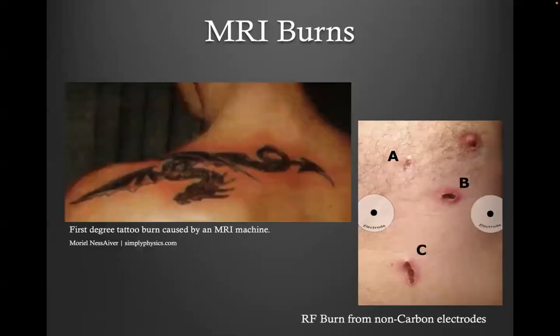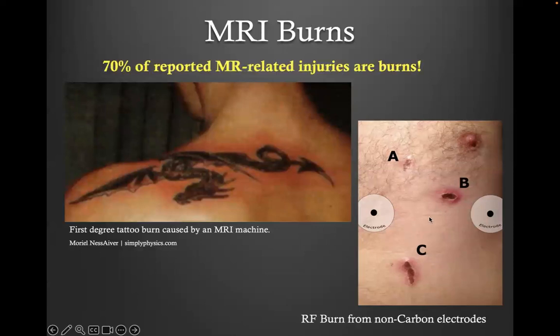So here shows an example of MRI burns from tattoos. So this first-degree tattoo burn caused by an MRI machine, because you have a very large tattoo with metallic ink, it's actually causing heating there. And then this is another example of RF burn from non-carbon electrodes. And nowadays, because people are more aware of the safety related to the main magnetic field, pretty much 70% of reported MRI-related injuries are burns.